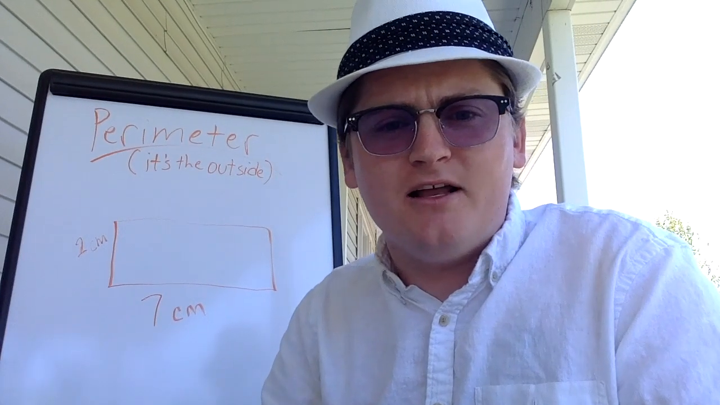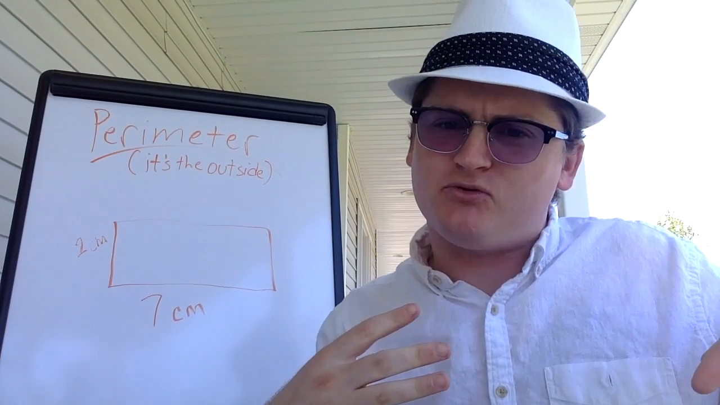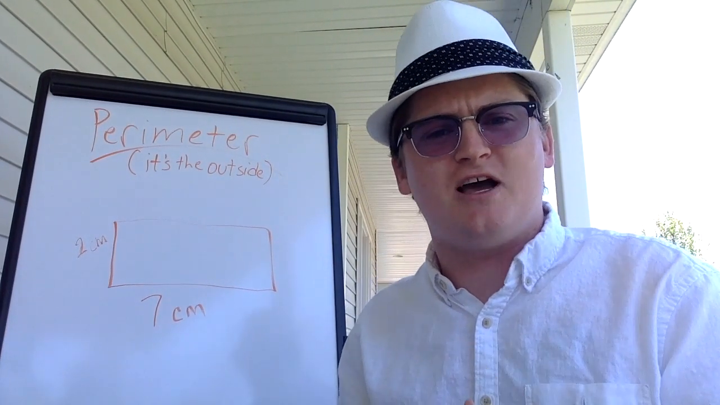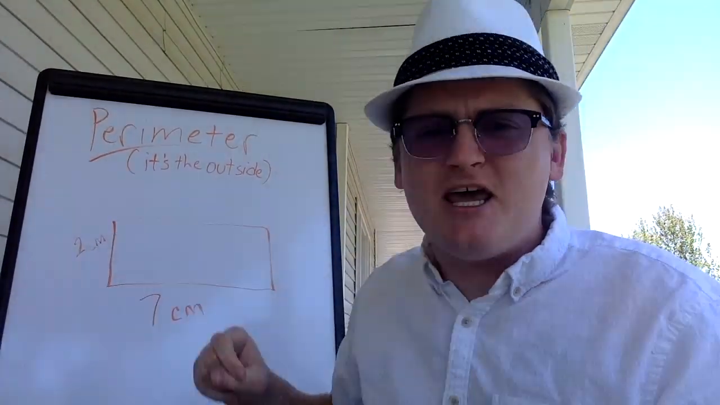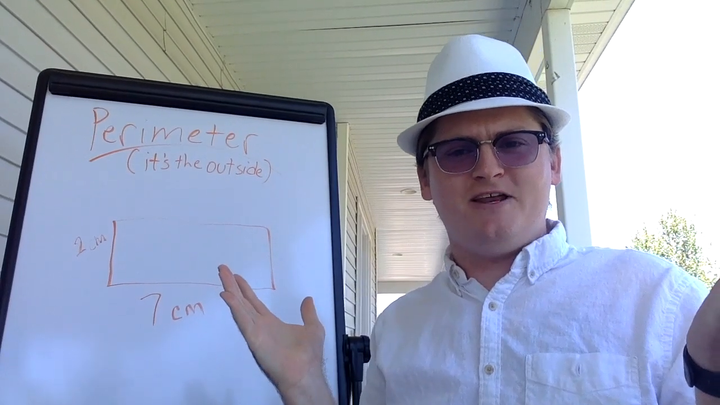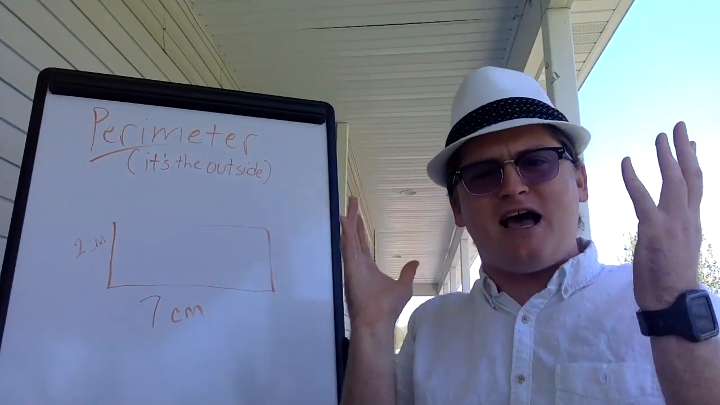We are here in week 5, and we are still on perimeter. To get us started, I know this is just review, because last week Mr. Sweet did a really good job of teaching you guys that perimeter is the outside of the shape. And I wanted to do this video outside because perimeter is outside.